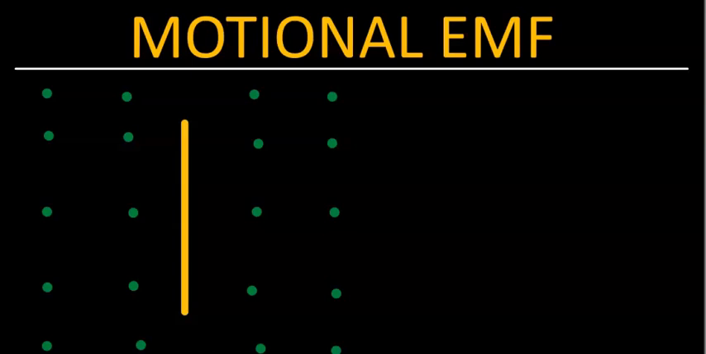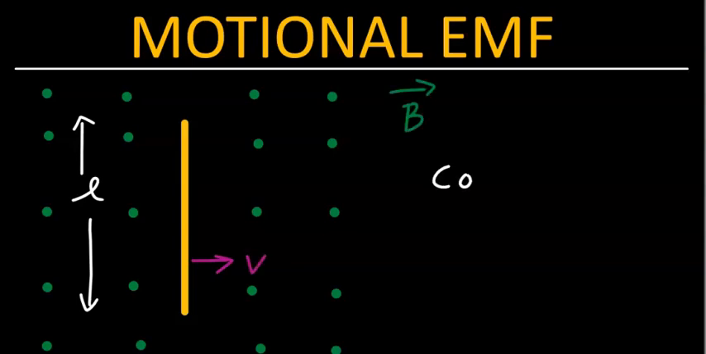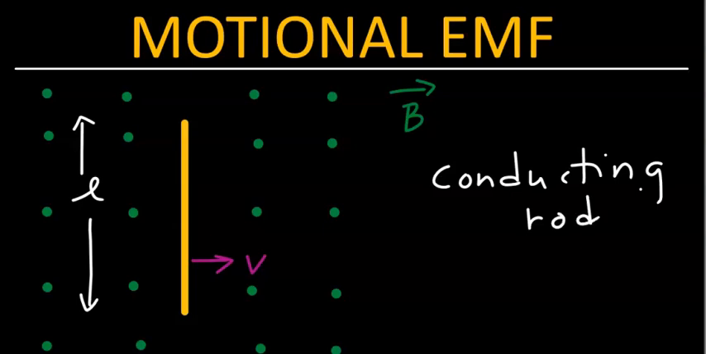Let's look at the concept of motional EMF. Let's assume you have a rod, the length of which is, say, L. And let's assume that this rod is moving to the right with some speed, v meters per second. Now we are dealing with a conducting rod here, and this conducting rod is moving in a region where you have a uniform magnetic field.